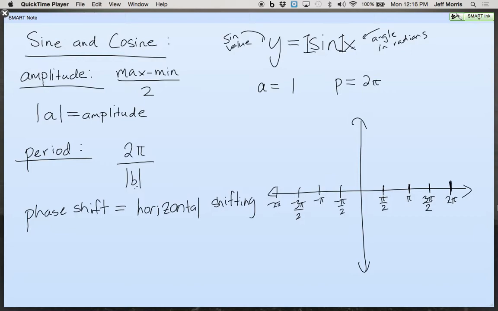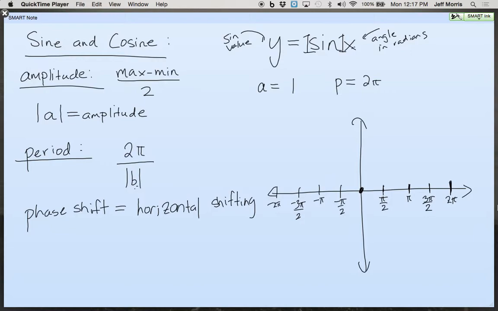Cosine starts at 1. Where does sine start? Where does cosine start? Cosine? Good. Now, if sine starts at 0, you're going to like this. When it starts, sine starts at 0, which happens to be the middle. Cosine's going to start at 1, or if you flip it, -1.